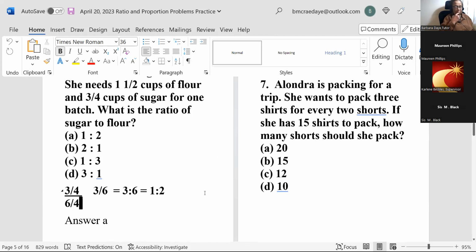So what do you do with the 6 over 4? Since I have 3 over 4 and 6 over 4, with the same denominator, I only need the numerator, 3 over 6. Because they're the same denominator, I don't need to carry that 4. 3 over 4 over 6 over 4 is the same as 3 over 6.